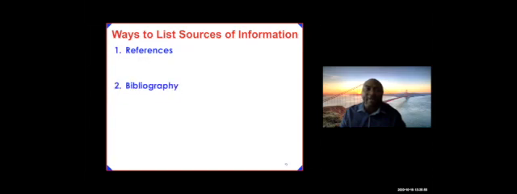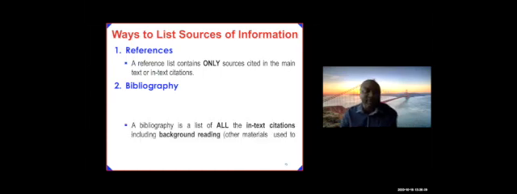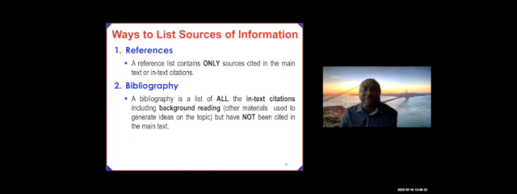So you have references and bibliography, and the difference is that in a reference, you list only sources of information that have been cited in the main text. But in a bibliography, you can include all the sources of information which you consulted, which are not cited in the main text. But all the information that is cited in the main text must be on the bibliography list. So it's important to understand the differences.